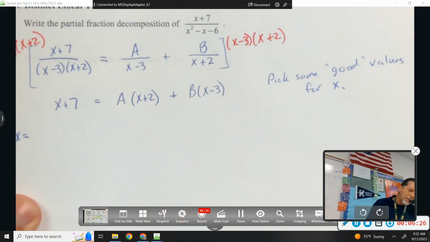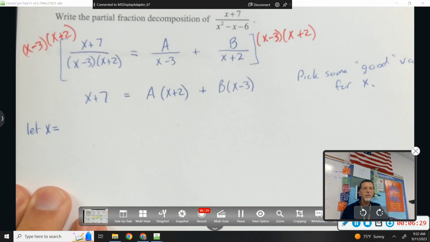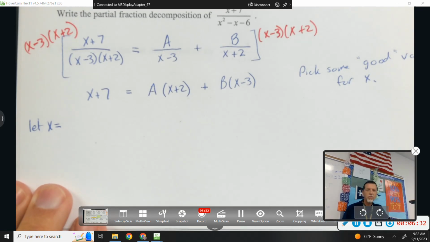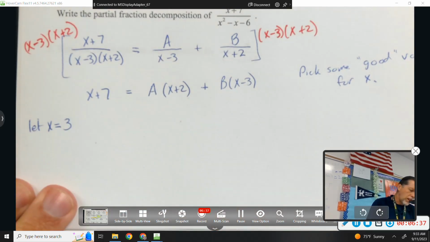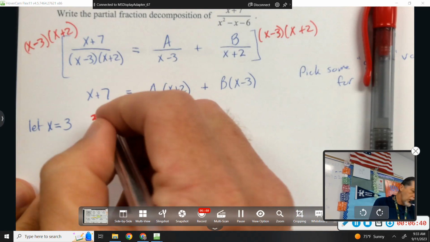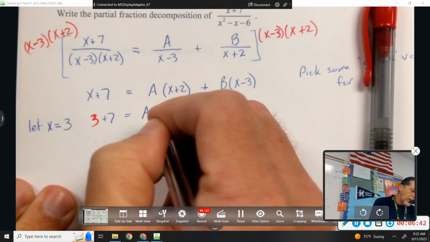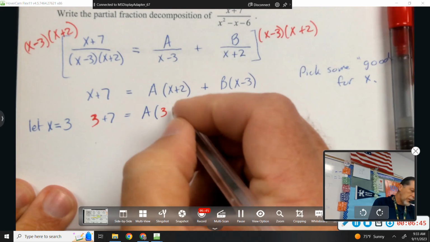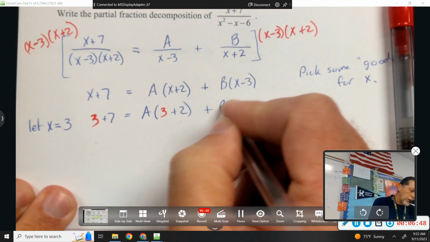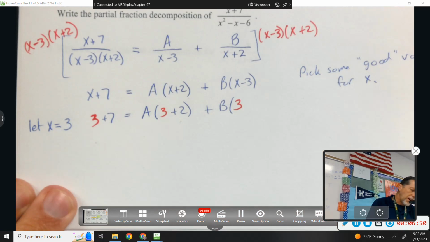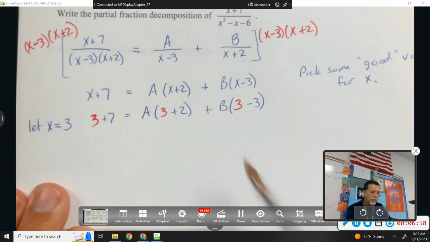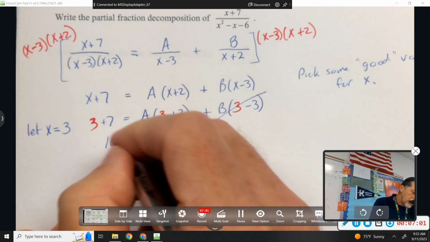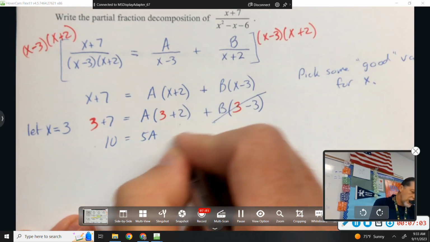So you got a good idea for what x could be to make some parts of that equation go away? 3 would be a great pick because it would wipe that whole term out. So let's let x equal 3. So in goes 3 for x. 3 plus 7 equals a times 3 plus 2 plus b times 3 minus 3. And of course, that was the whole point of picking 3, because it wiped out this term. And so 5a equals 10, a equals 2.